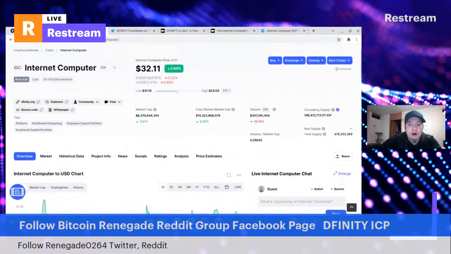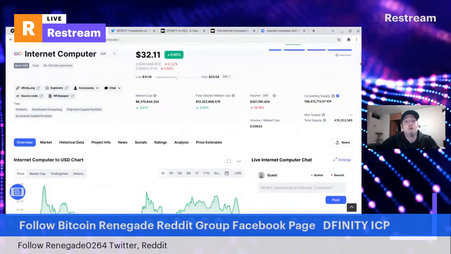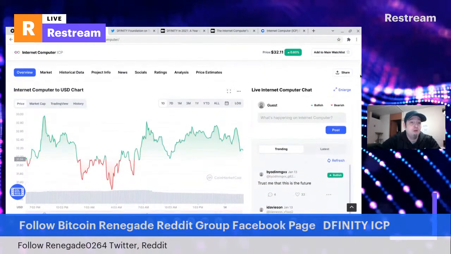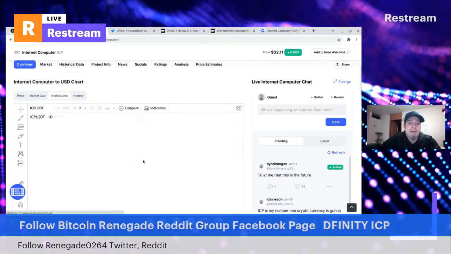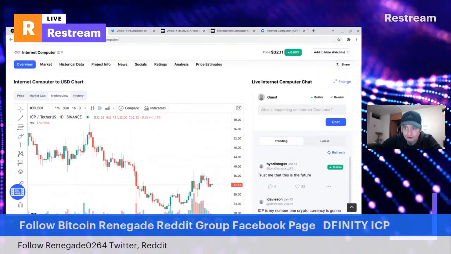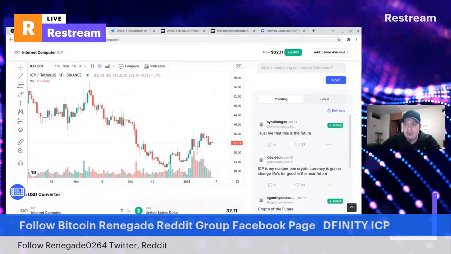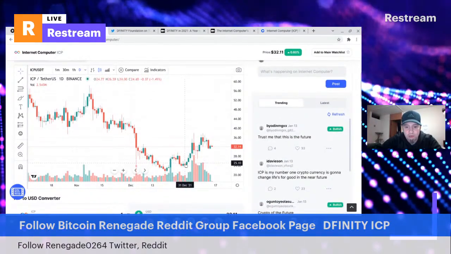If you guys don't know, Internet Computer has been one of the very few cryptos in the month of January to actually make a profit. And that is why I want to go back and look a little bit at what January has been like for Internet Computer. Yeah, we are in the second week of January already, but I want to take a look at where we started in January.